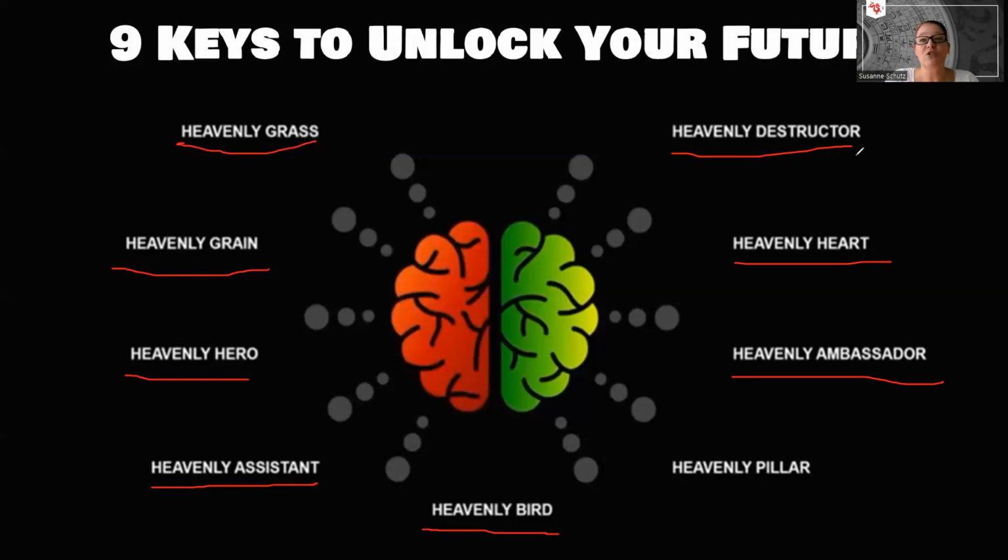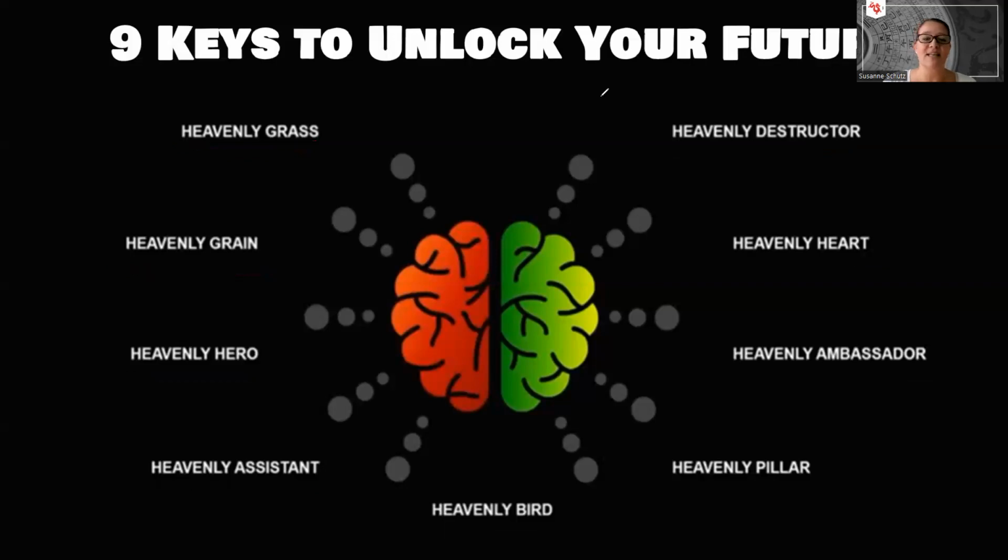All right. So these are the 9 keys to find fulfillment for your future based on the heavenly star that you have in your destiny palace. I hope that helps and gives you a little bit of guidance as to what you can do in your life to find more fulfillment.